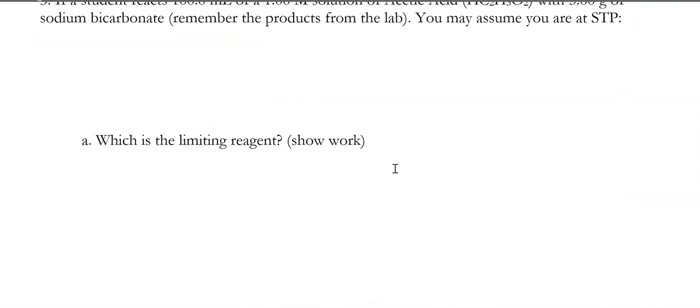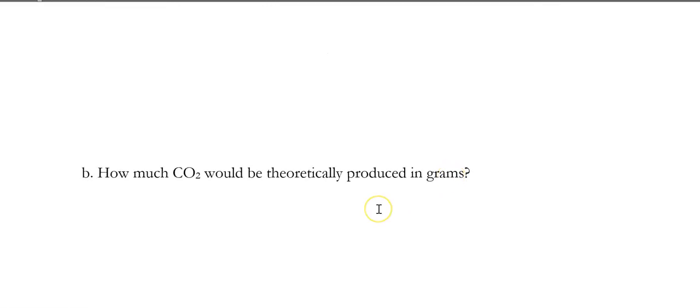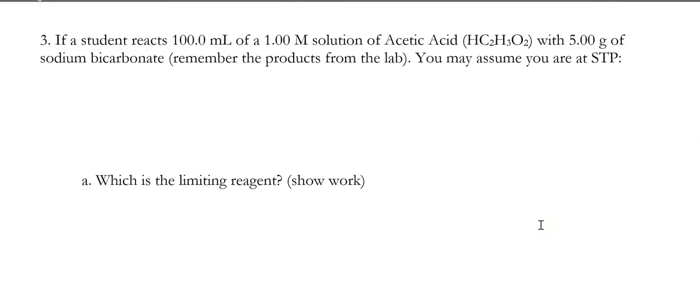All right, number 3 asks us, if a student reacts 100 milliliters of a 1 molar solution of acetic acid with 5 grams of sodium bicarbonate, and then we've got some questions on that. A is, what's the limiting reactant? And then if we scroll down, B is, how much carbon dioxide would theoretically be produced in grams? The first thing we need to do here is get a balanced reaction. So take a second and come up with the balanced reaction.